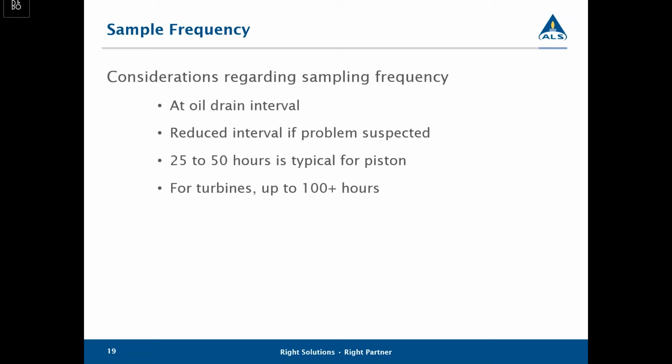25 to 50 hours is very typical for piston engines. Really depends on the make and model, oil sump capacity. Feel free to reach out to us. You can call us at the lab and ask us, and we can look in our system and see what's the typical drain interval that a lot of other pilots are using for that engine. Obviously, there's going to be the OEM recommendations as well. For turbines, it can be up to 100 hours plus.